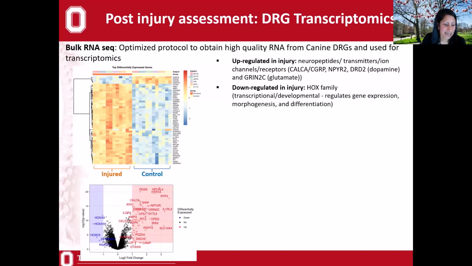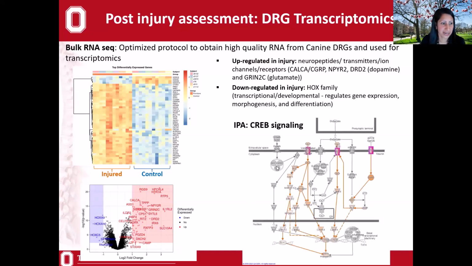And then in terms of downregulation in the neurons, we saw the HOX family of genes. And these are interesting. They're associated with development. And so major downregulation of these developmental genes. And so in terms of doing an IPA, definitely seeing a lot associated with the CREB signaling, and CREB signaling basically is associated with injury-induced neuropathic pain. So what we seem to be seeing, at least this data set seems to be highlighting, is a neuropathic pain phenotype, at least in these dogs.